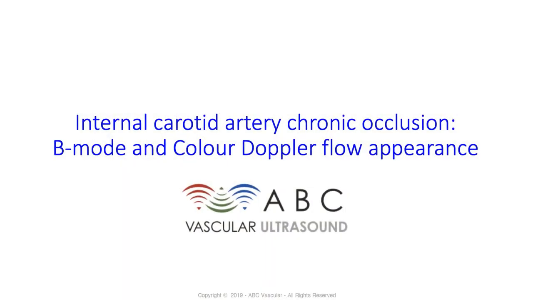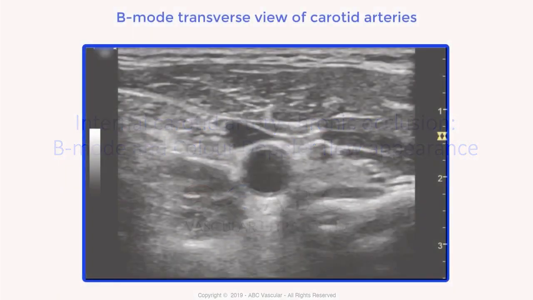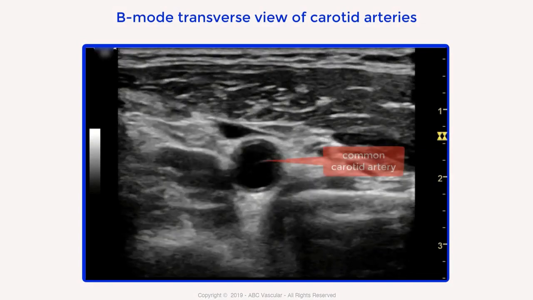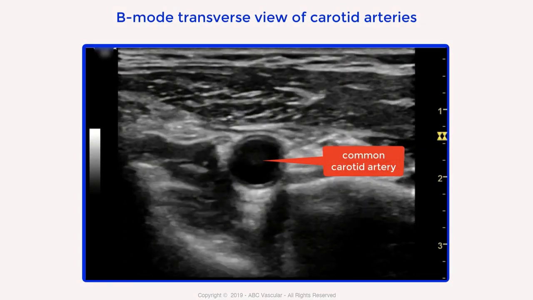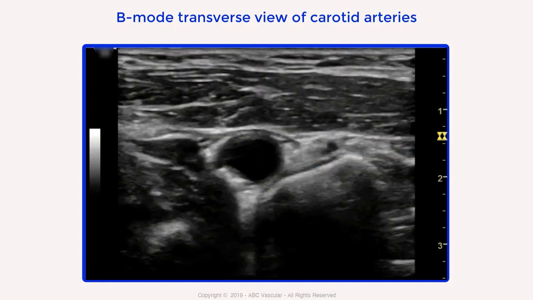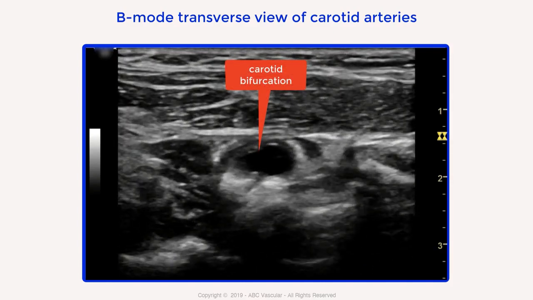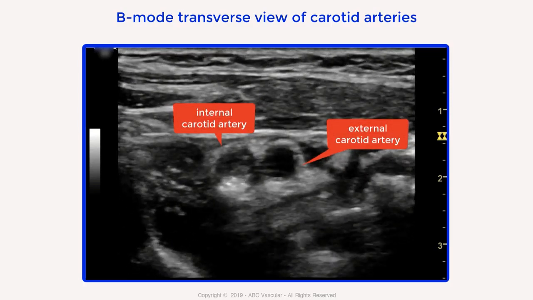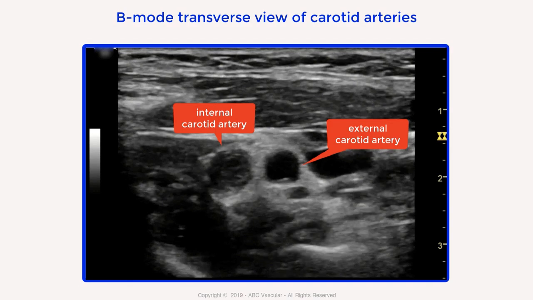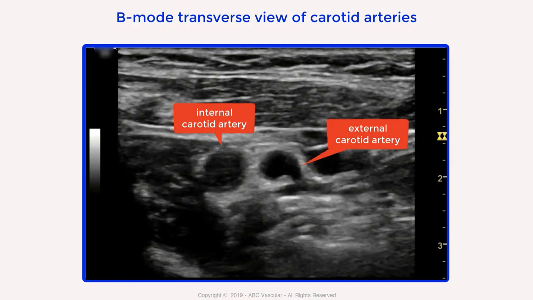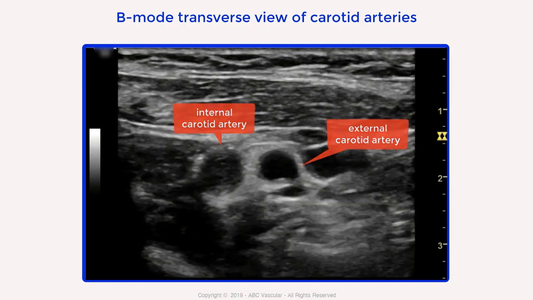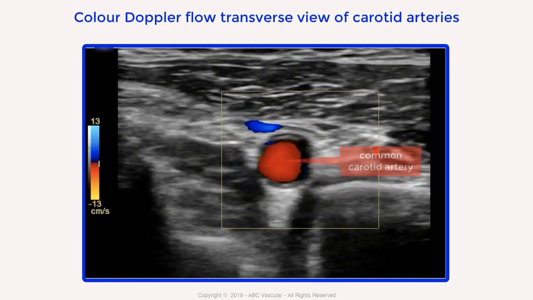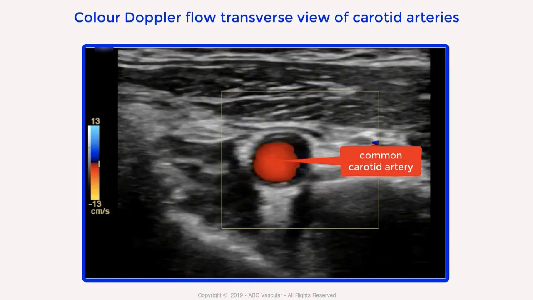Hi, and welcome to this ABC Vascular Ultrasound case study, Internal Carotid Artery Chronic Occlusion, B-mode and color Doppler flow appearance. This is the B-mode transverse view of the common carotid artery, which presents echo-free lumen. As we approach the carotid bifurcation, we can see the internal and external carotid artery. While the lumen of the internal carotid artery is not echo-free, the lumen of the external carotid artery appears anechoic, therefore echo-free.